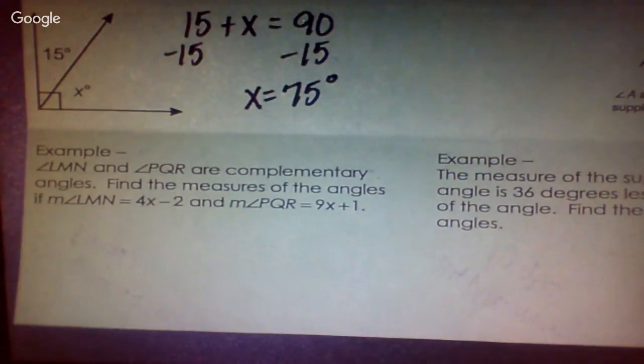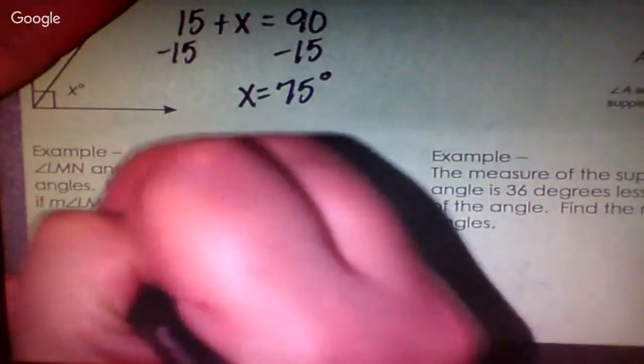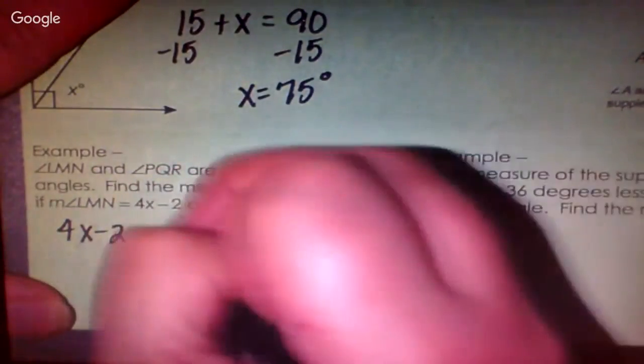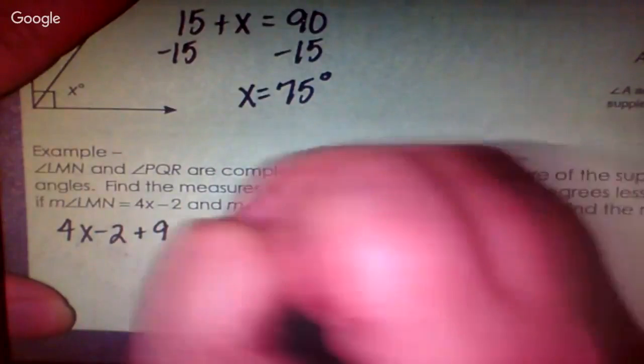Okay. Down at the bottom, they tell you that angle LMN and PQR are complementary angles. So again, as soon as you see complementary, they add up to equal 90. They tell you the measure of angle LMN is 4x minus 2, and the measure of angle PQR is 9x plus 1. So these two added together should equal 90.